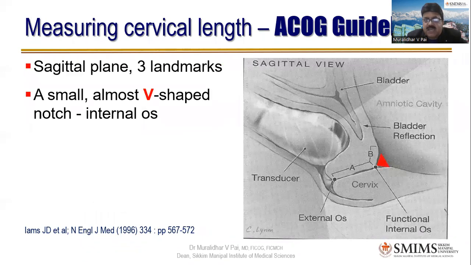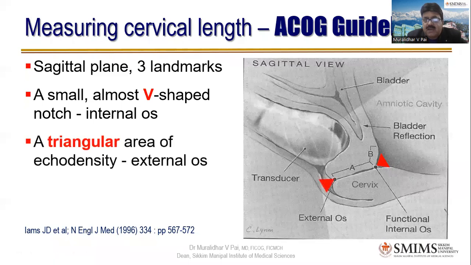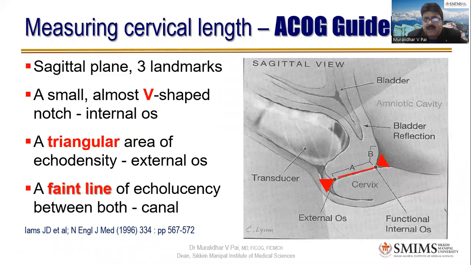What are the 3 landmarks? A small, almost V-shaped notch at the internal os. I have made it a red triangle here, and a triangular area of echo density at the external os, somewhere here, and then a faint line of echolucency between both the canals. So you have to measure only this line.